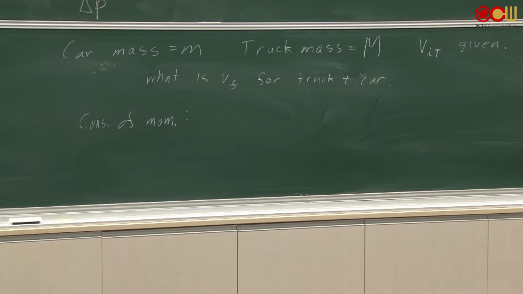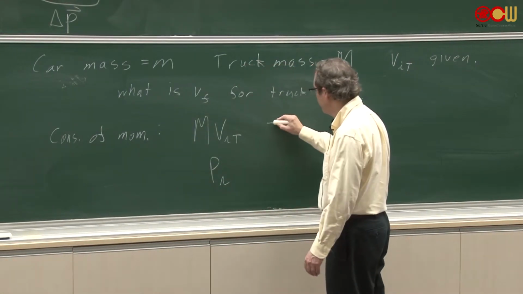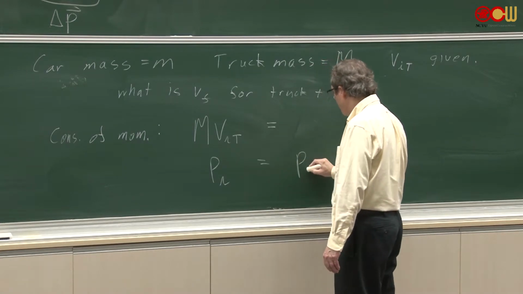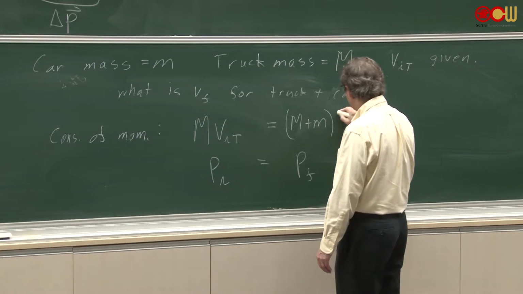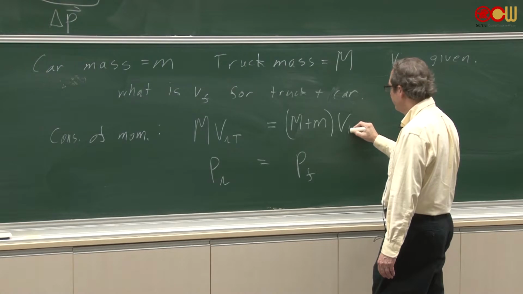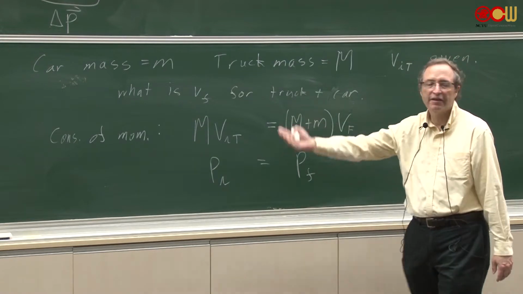Initially, the car is sitting there. It's at a stop sign. So the initial speed of the car is 0. So everybody should be able to do this. This is trivial. So this is what you should have written down. The mass of the truck times the velocity initial for the truck. That's the initial momentum. And that's got to equal the final momentum, which is the mass of the truck plus the mass of the car times V final. Okay? So you solve for V final, you can get the answer.